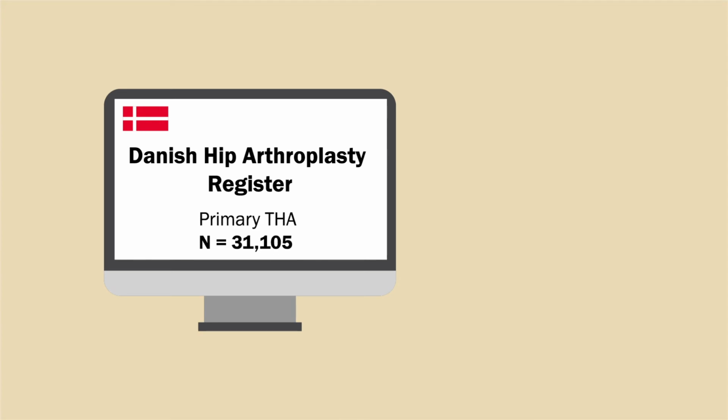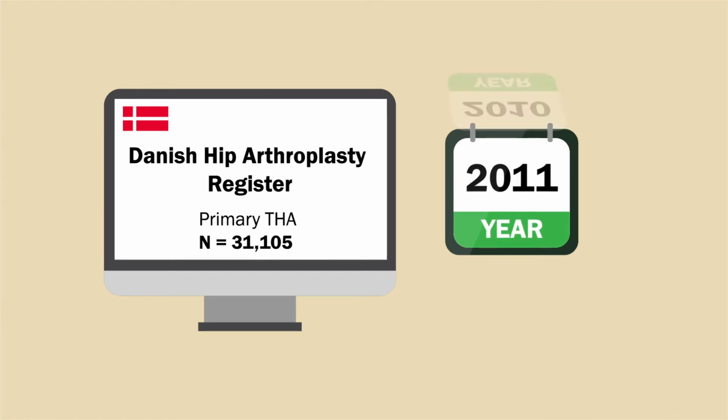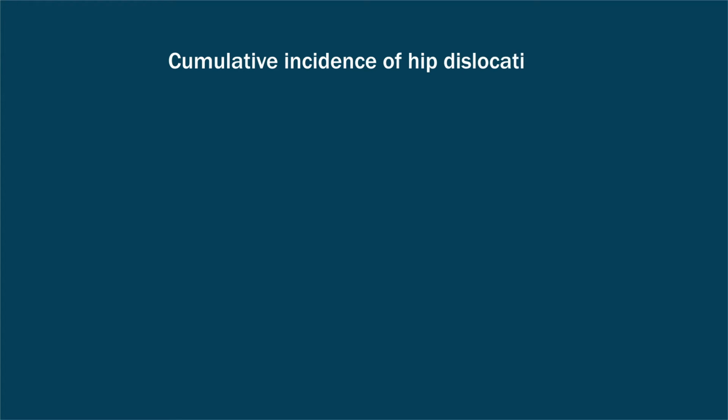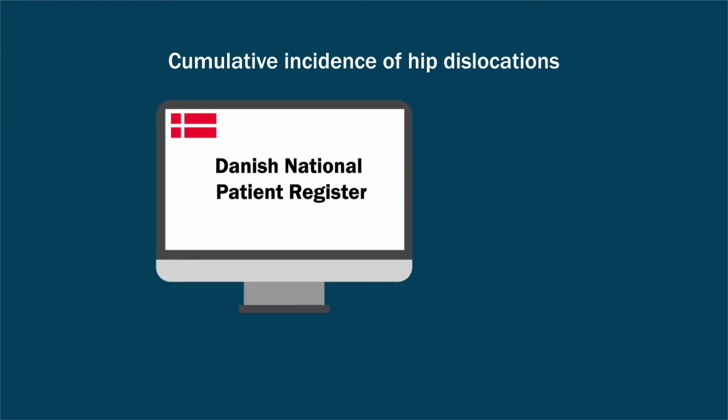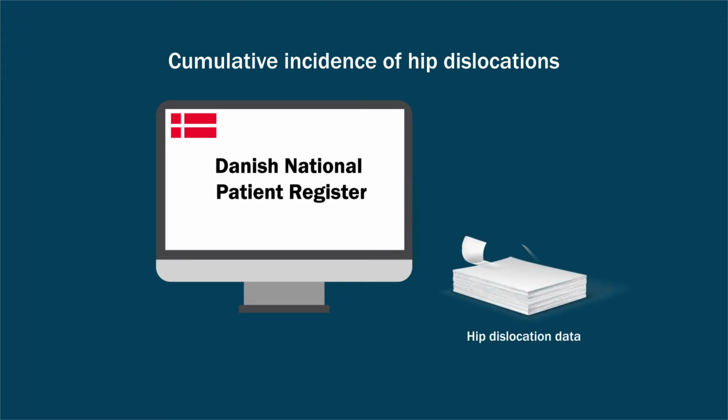31,105 primary THA cases from the Danish Hip Arthroplasty Register from 2010 to 2014. Hip dislocations were identified in the Danish National Patient Register by extraction of all hospital contacts to the Danish healthcare system within the first 2 post-operative years. The dislocations were verified through a comprehensive and nationwide review of patient files, and risk factors were analyzed.